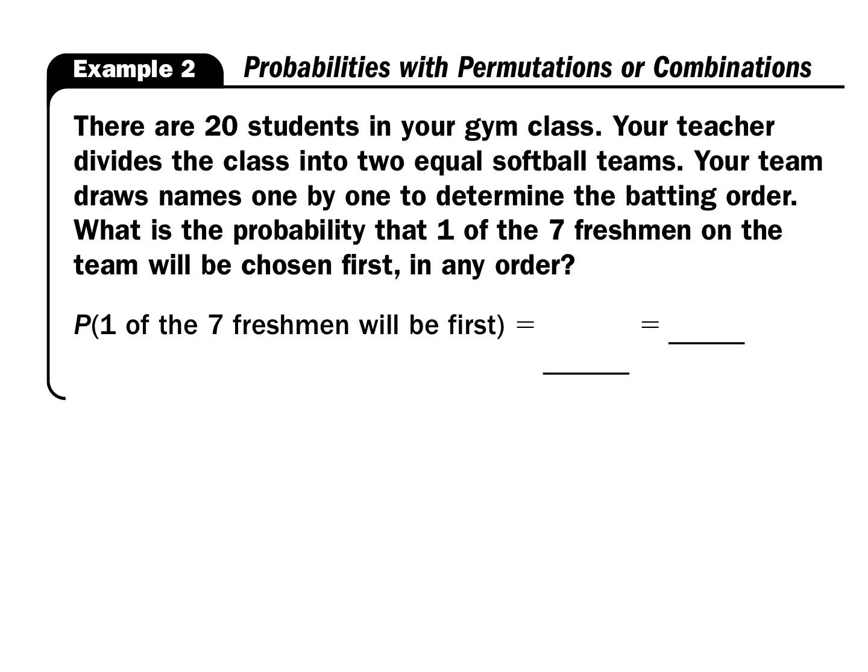Example 2, probabilities with permutations or combinations. So it says there are 20 students in your gym class. Your teacher divides the class into equal softball teams. Okay, so there are 20 students, and we're going to divide the class into 2 equal softball teams. So that means that we know that there are 10 students per team total. 10 students per team. That's going to come in handy later.